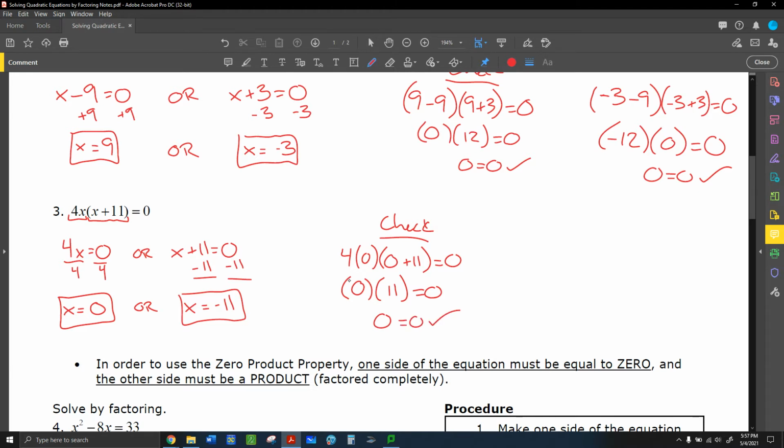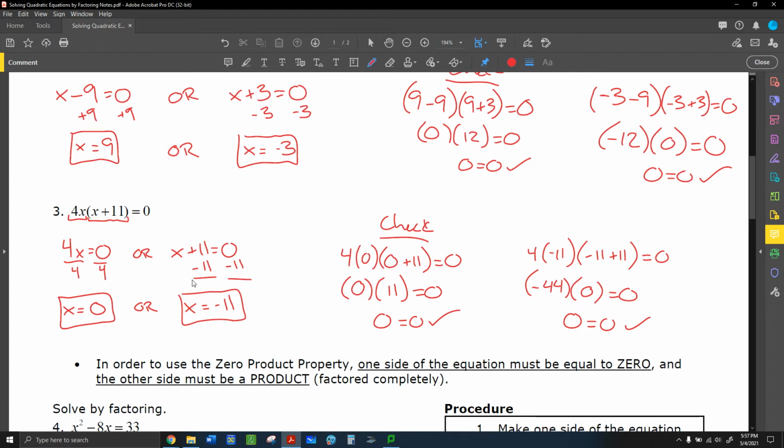So that checks out. Plugging in negative 11, we get 4 times negative 11 times the quantity negative 11 plus 11 is equal to 0. 4 times negative 11 is negative 44, and negative 11 plus 11 is 0. Negative 44 times 0 is equal to 0, so that one checks out as well.